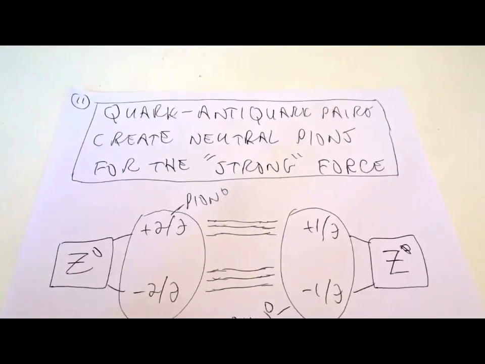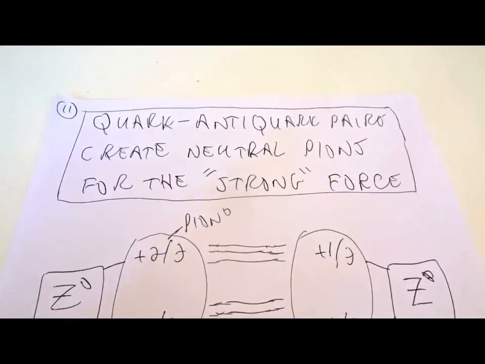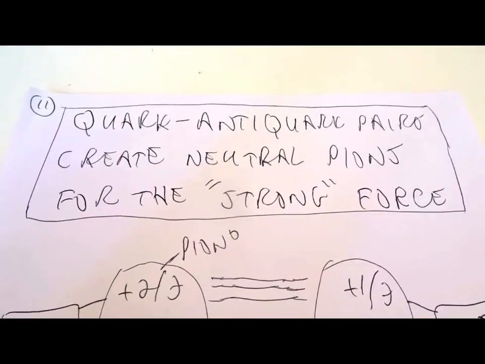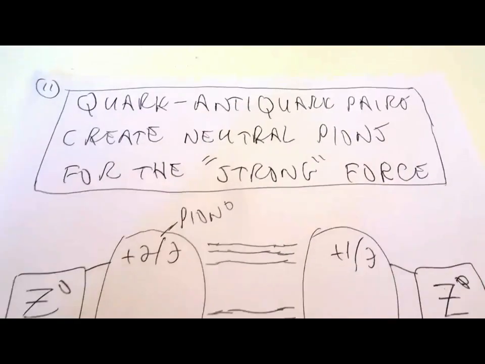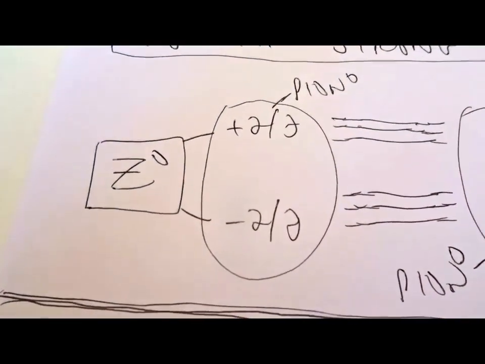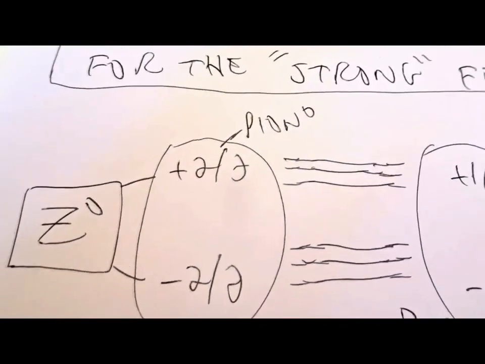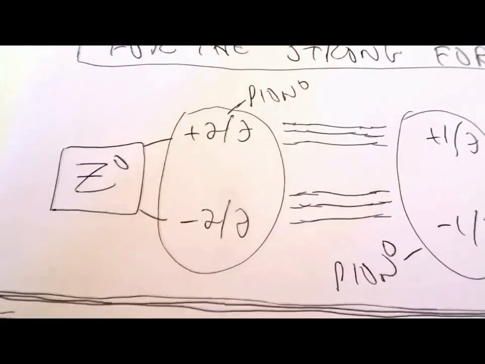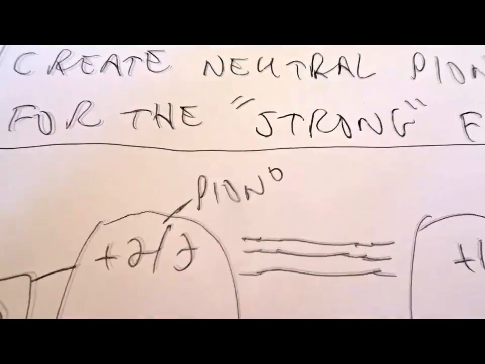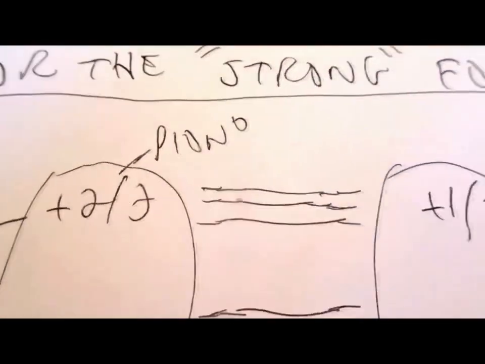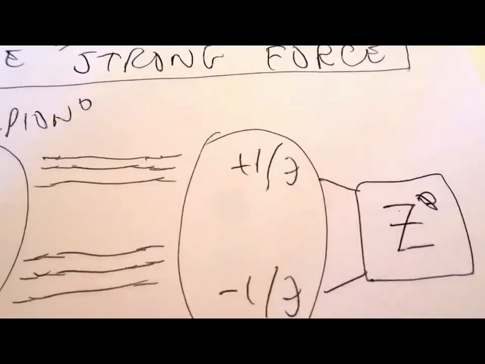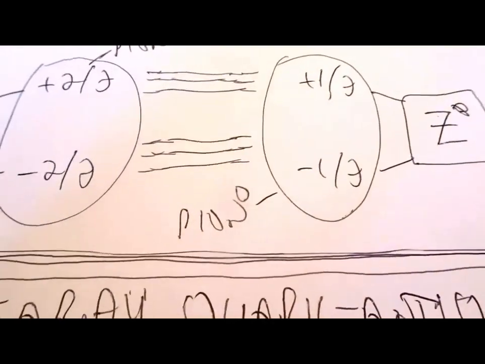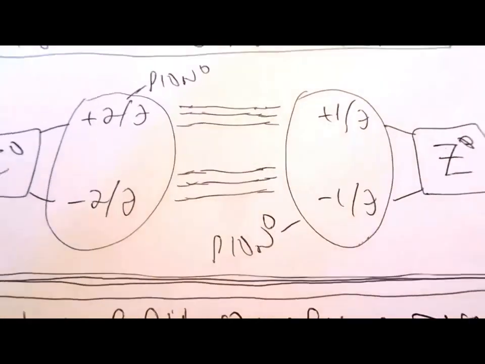This idea seems quite speculative. However, we know that quark-antiquark pairs can create neutral pions for the strong force. Here we have a Z0 particle. It gives out plus 2/3, minus 2/3 quark-antiquark pairs, and they obviously can form a neutral pion for the strong force. Here we have another Z0, plus 1/3, minus 1/3. Again, it can form a neutral pion for the strong force.